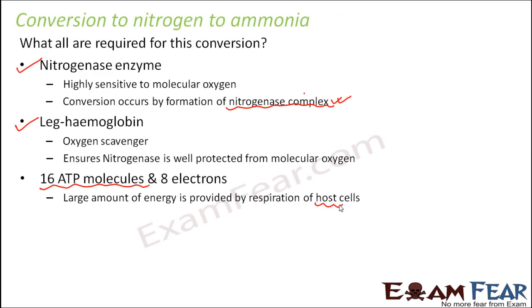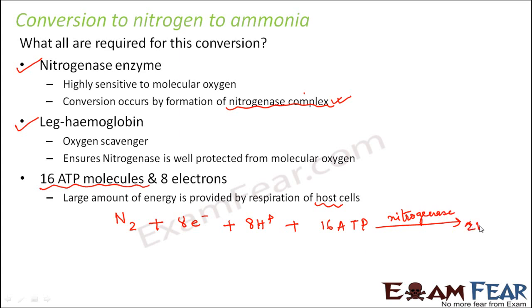So now overall, what would be the reaction? The overall reaction would be somewhat like this. This is the nitrogen. This nitrogen will combine with 8 electrons and 16 ATP molecules in the presence of the enzyme nitrogenase, and it will form 2 molecules of ammonia plus hydrogen plus ADP.